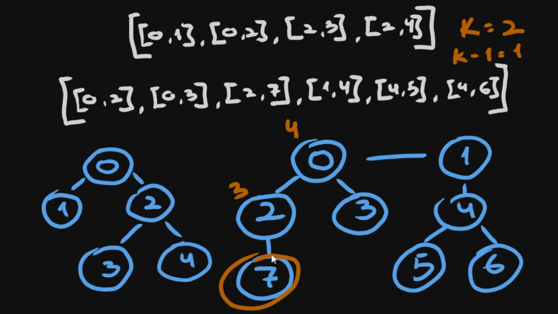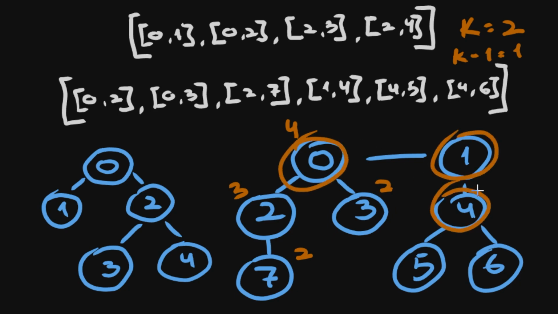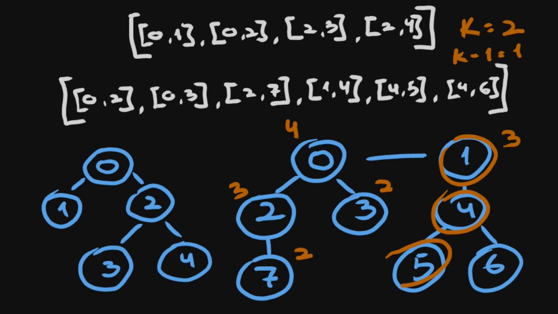Similarly, from here we will get a value of 1 plus 1, so this is 2. From here we will get 1 plus 1, which is also 2. From here we will get 1 plus 1 plus 1, this is 3. From here we will get 1, 2, 3, 4. From here we get 1 and 2. And from here we get 1 and 2.